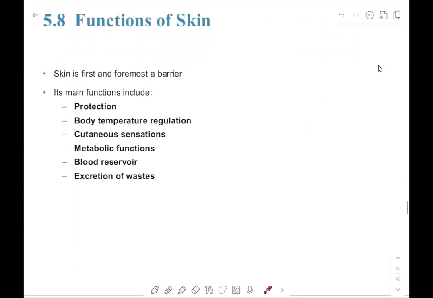So the various functions of the skin are shown on this slide. As we know, the skin is the first and foremost barrier, and there are 6 various functions: protection, body temperature regulation, which would, of course, be thermoregulation, cutaneous sensations, metabolic functions, blood reservoir, and also excretions of waste. So we'll be going through these individually in the next few slides.